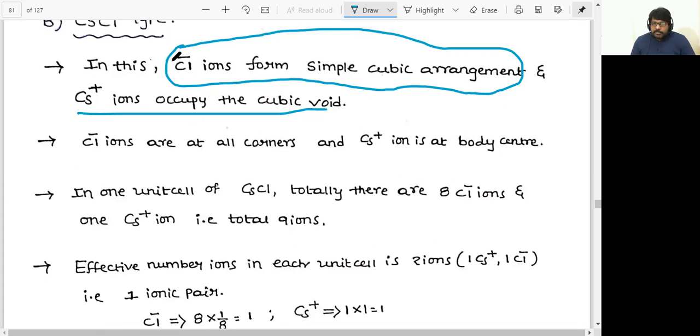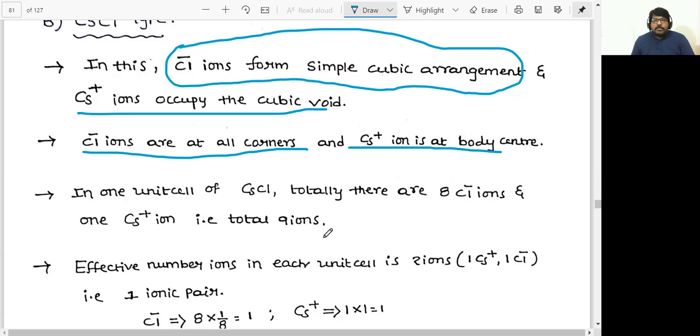But we are developing the structure of cesium chloride by taking one assumption, that is, chloride ion is forming the lattice, a simple cube, and cesium ions are occupying the body center. In fact, that is a cubic void. And here chloride ions are at all corners and cesium ion is at the body center. This is the only point you need to remember, and based on this, the remaining properties of this solid can be developed spontaneously.